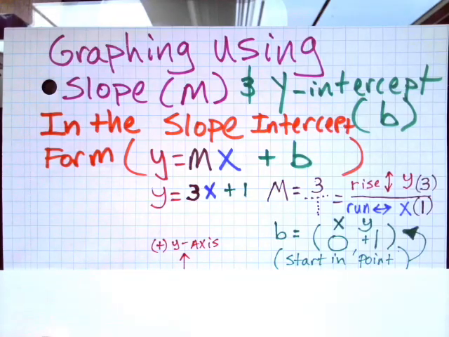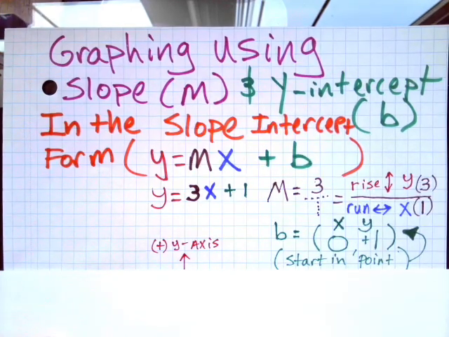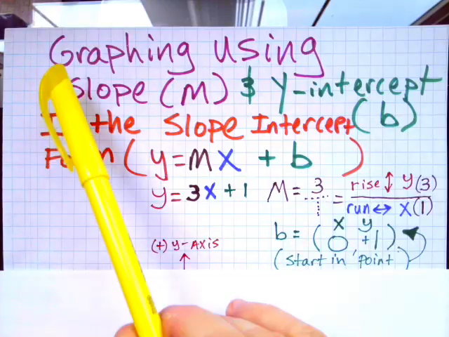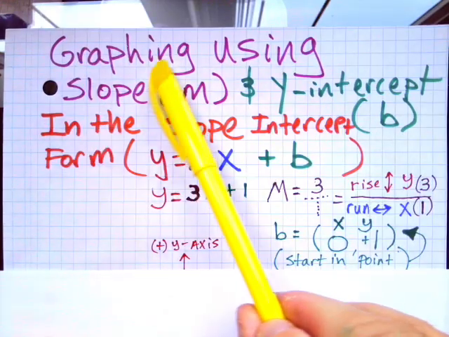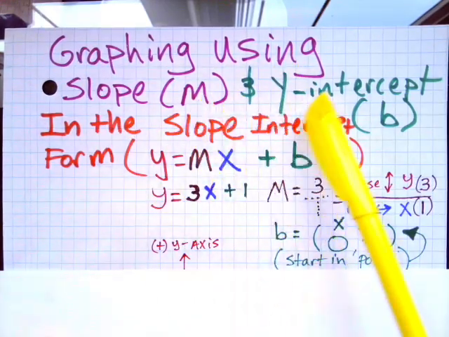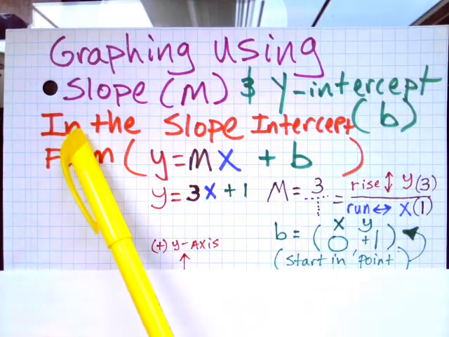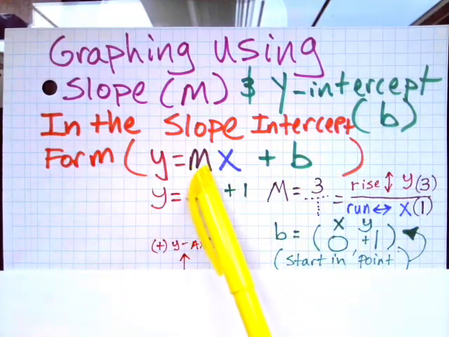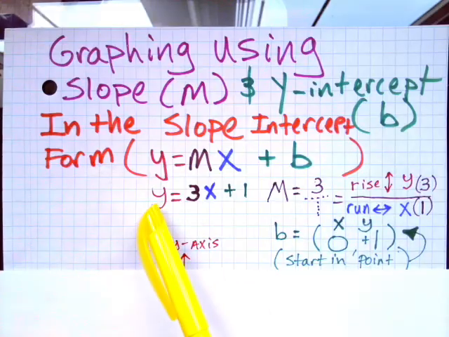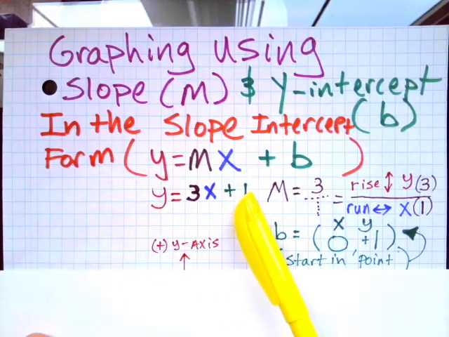Welcome back to part 3 of the video trying to answer questions, finding the missing ordered pair value as well as determining the equation. Continuing on in part 3, I wanted to show you how you can graph using the slope and the y-intercept in the slope-intercept form, y equals mx plus b. If you remember, the equation was y equals 3x plus 1.